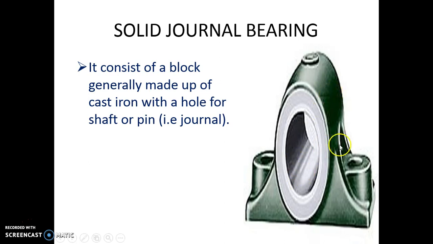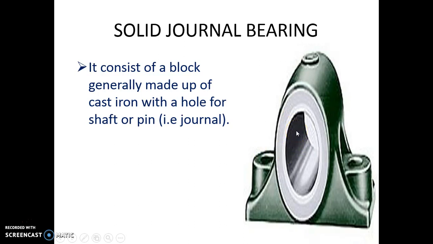Because the material used for this inside surface, which will be in contact with the shaft, should not be much harder. If it is much harder, then there will be a lot of friction and that leads to more power loss. So that is why soft material is used for this inside surface.